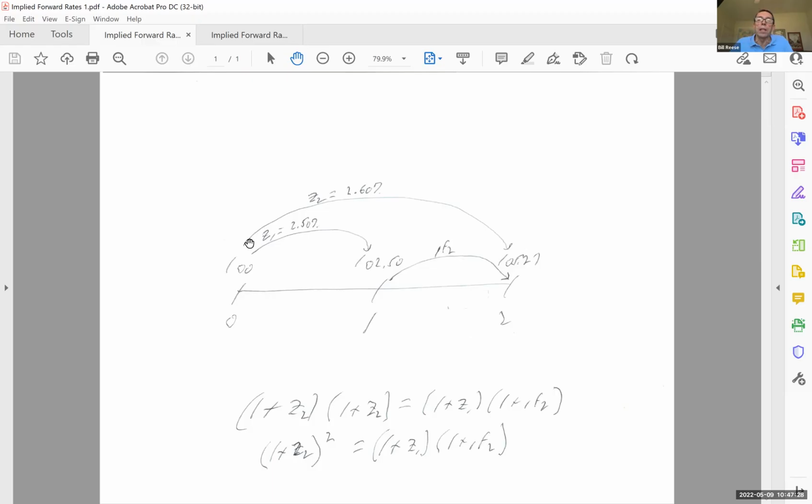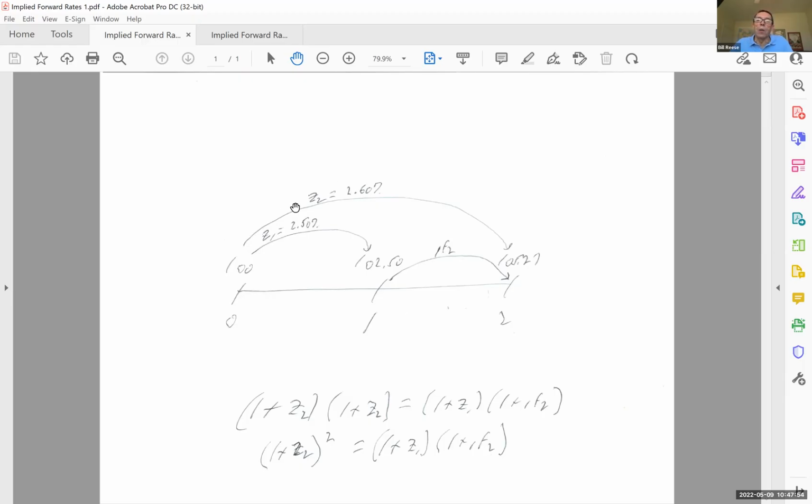In other words, we want it to be equal going this path as we, the same amount of money as we go with this path and then this path. And that's what this is saying right here, okay? Now, of course, 1 plus Z2 times 1 plus Z2 is 1 plus Z2 squared, isn't it? So we want 1 plus Z2 squared to be equal to 1 plus Z1 times 1 plus 1F2.